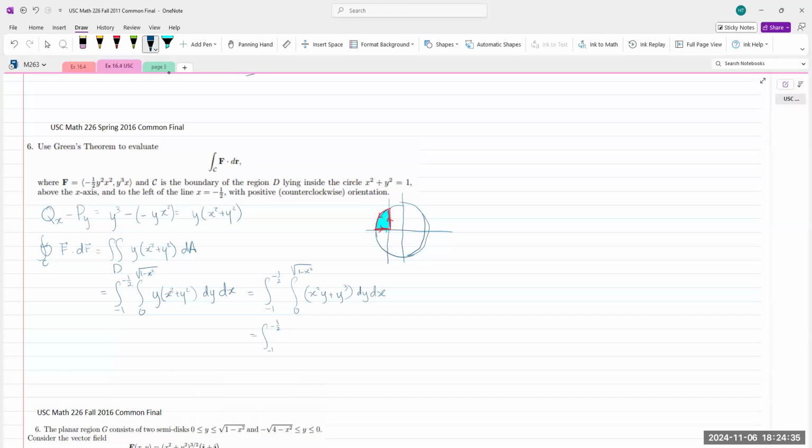Okay, so the first part will be 1/2 x squared y squared plus 1/4 y to the 4th from 0 to square root of 1 minus x squared dx. That's 1/2 x squared times 1 minus x squared plus 1/4 times 1 minus x squared, quantity squared, dx.